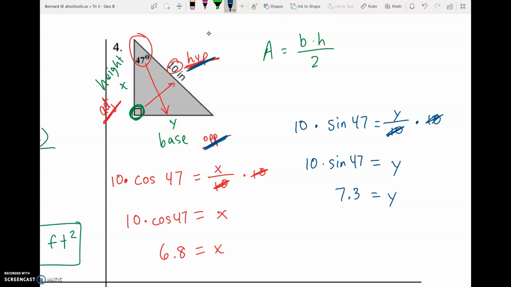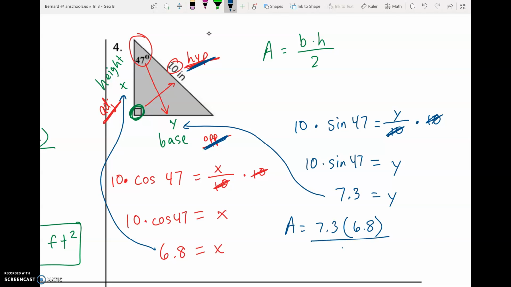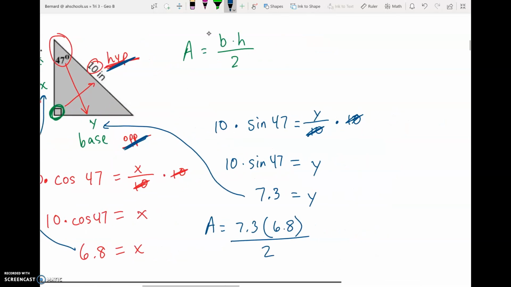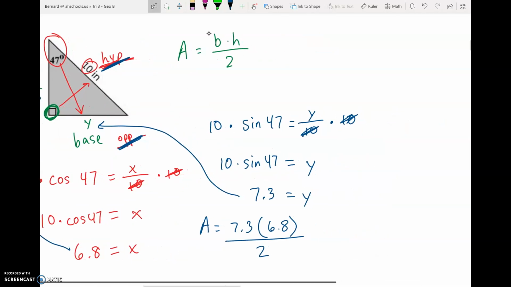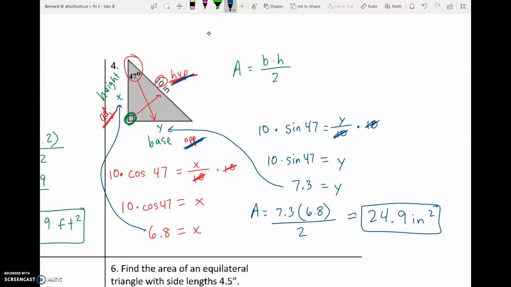And now we've got our two numbers, right? The y, our 7.3, that deals with our base. The x, which was 6.8, deals with our height. And so area is going to be base, which is 7.3, times height, which is 6.8, divided by 2. Type all that into your calculator, and you should get 24.9 inches squared. And there we go.